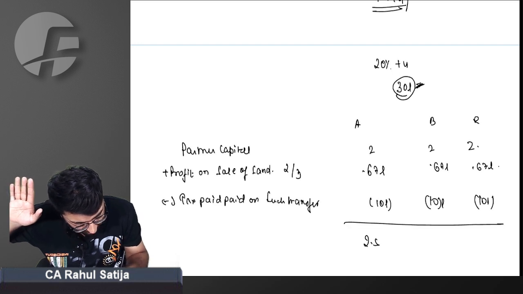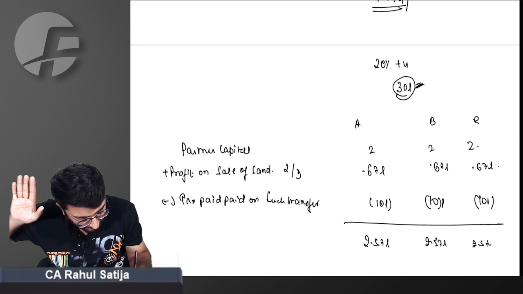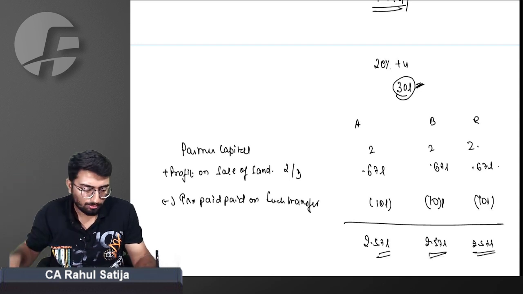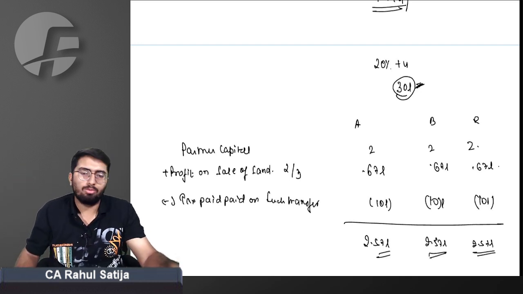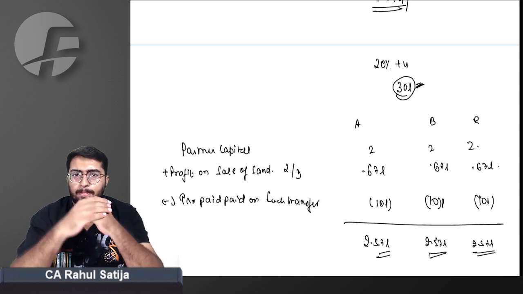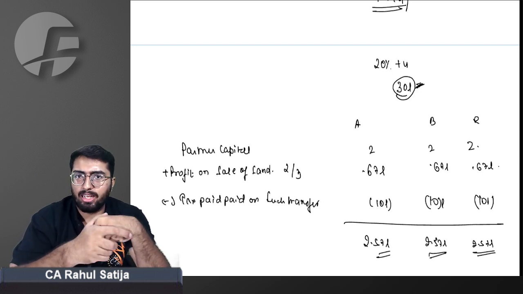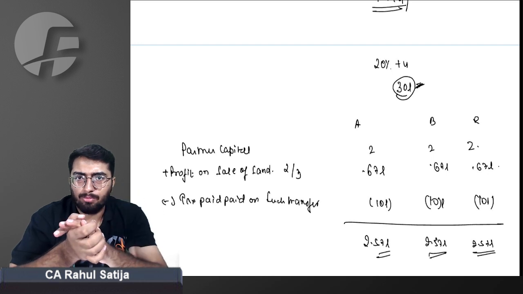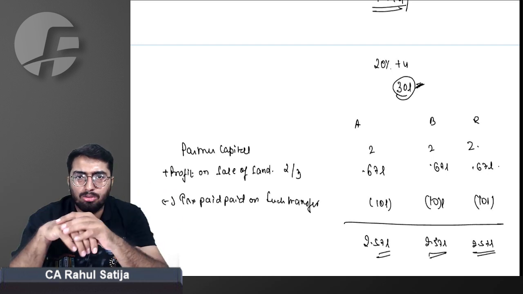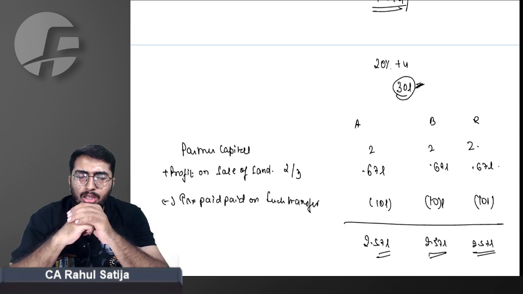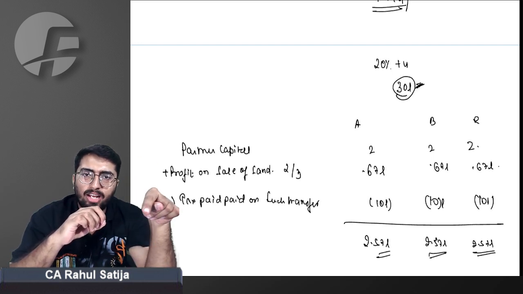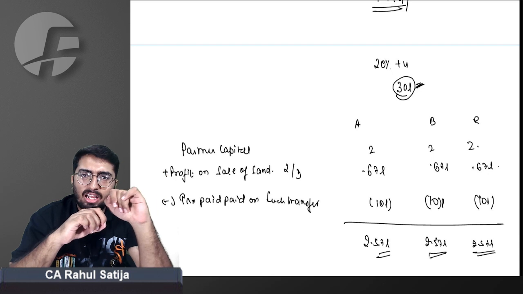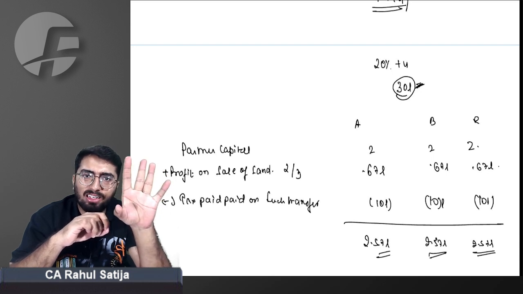That means capital is 2.57 lakh. Now hold your hands for a second and think what I am saying. Government is saying you are giving this land to Rahul. Okay, no problem. But if this land would have been sold to an outsider, easily you would have paid taxes.